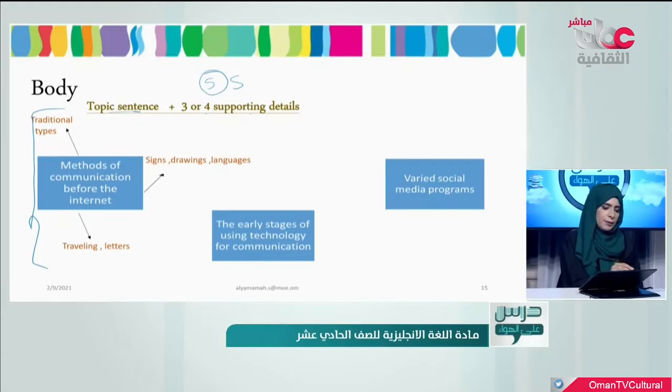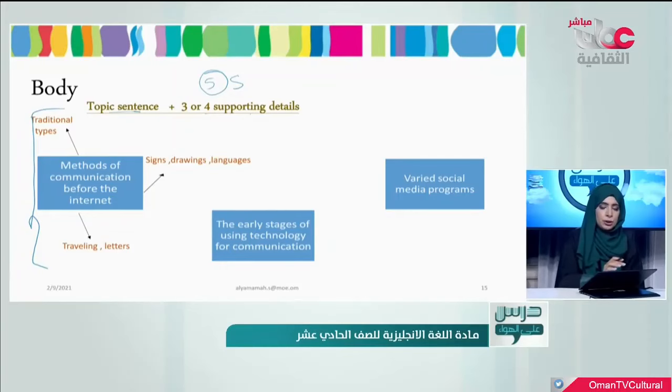It might talk about traditional types of communicative activities. It could talk about some examples like signs, drawings, and languages. It also may talk about some types of traditional things like traveling and letters. So all of these might be mentioned in the same topic.